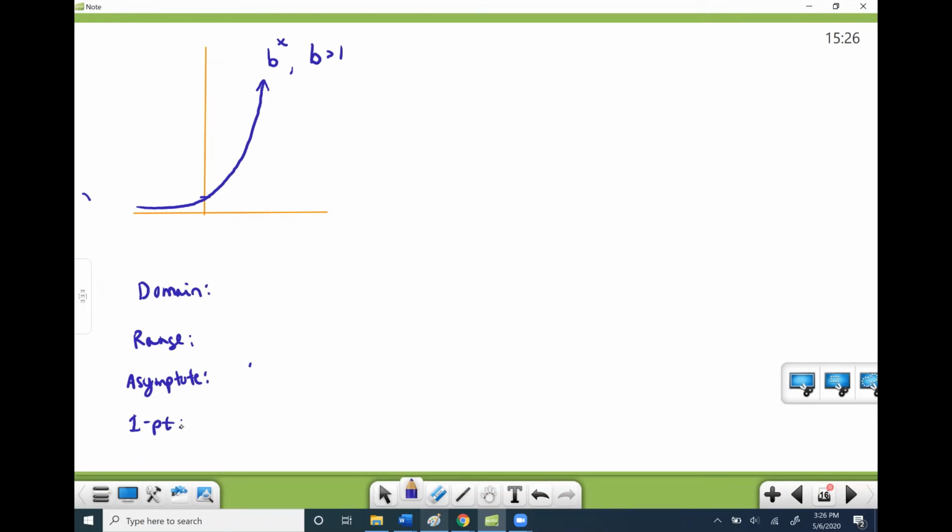All right. So the domain, that means left and right. Well, this arrow is going to keep going to the left forever, and it's going to keep going to the right forever, just slowly. So negative infinity to infinity. Now the range, not so. What do you guys think is the lowest y value?